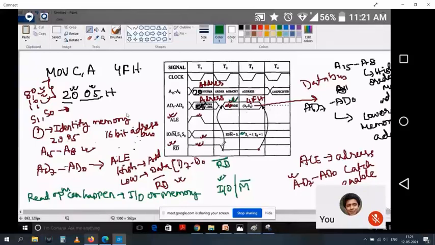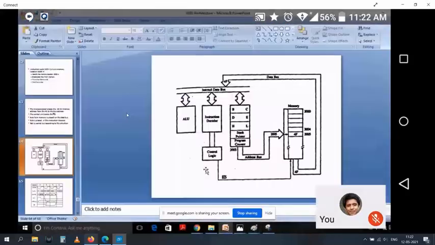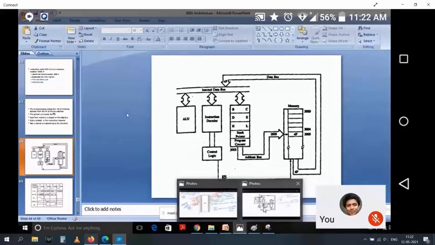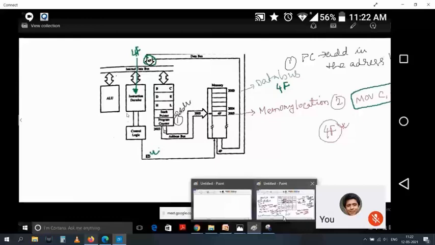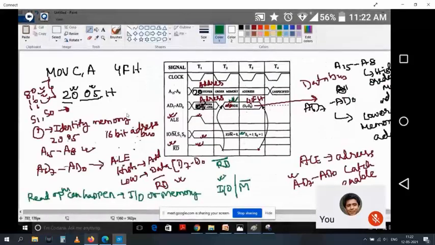In that location 2005, there is 4F. This is the data lying in that memory address. It puts whatever the content is on the data bus, and the data bus will carry it to the instruction decoder.